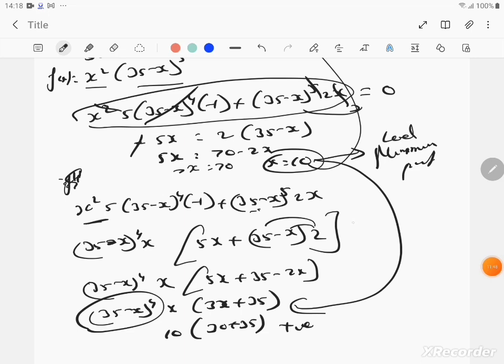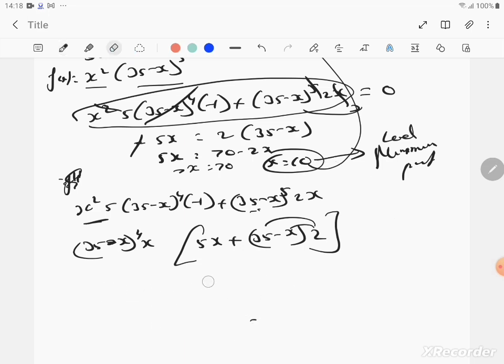Oh, guys, I didn't double differentiate, right? I didn't do double differentiation. So then you have to consolidate like this and do double differentiation. I have only consolidated and got an answer. What was consolidated was just (35 minus x) the whole to the power 4 into x into 3x plus 35, is all I have. I have to do differentiation once again. I have not even differentiated it.